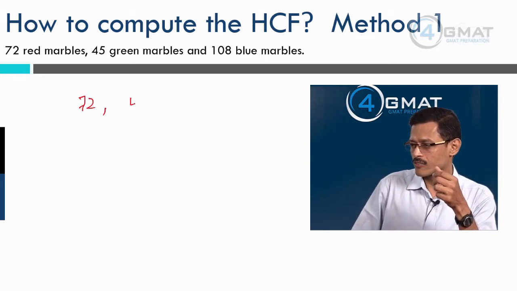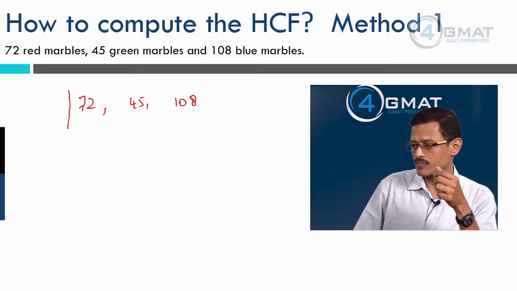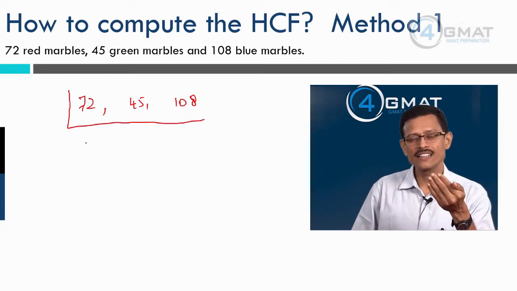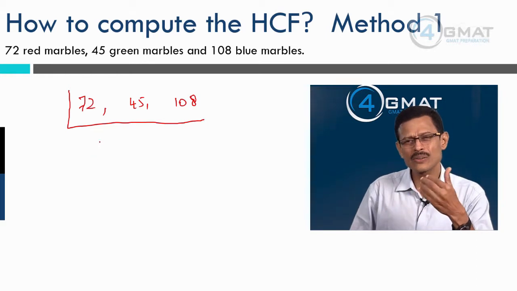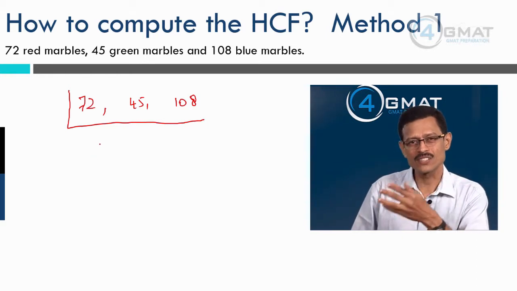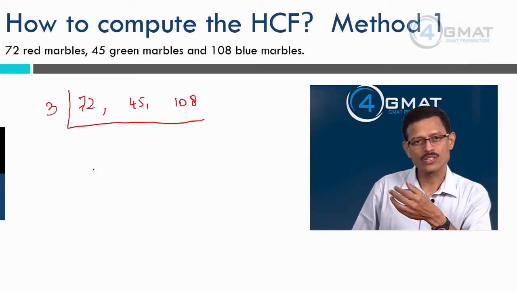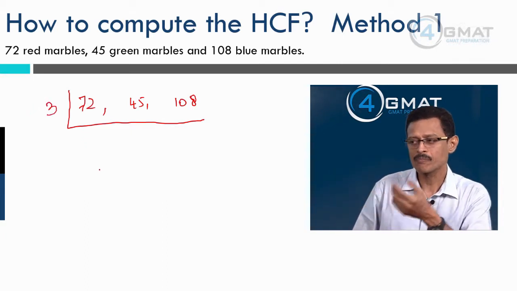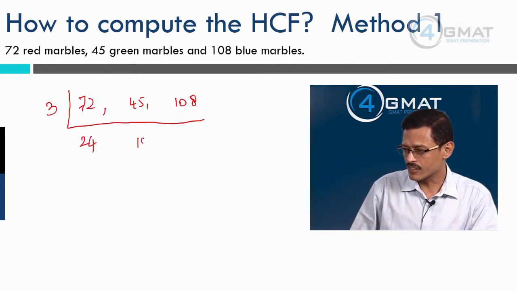Take 72, 45 and 108. Pick a number that you think can divide all of these. Ideally, the larger the number you take, the fewer the steps. I'll do it in a couple of steps in this iteration. I know for a fact that 3 will divide all these numbers, so I'm going to divide all of them by 3. 72 by 3 is 24. 45 by 3 is 15. 108 by 3 is 36.